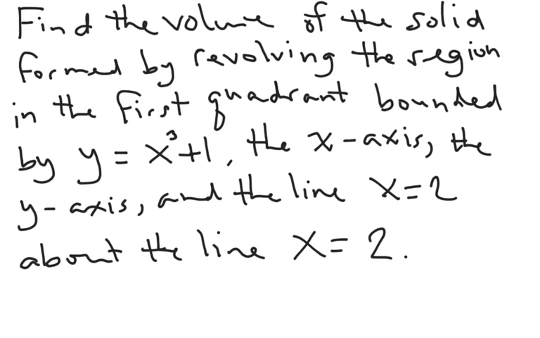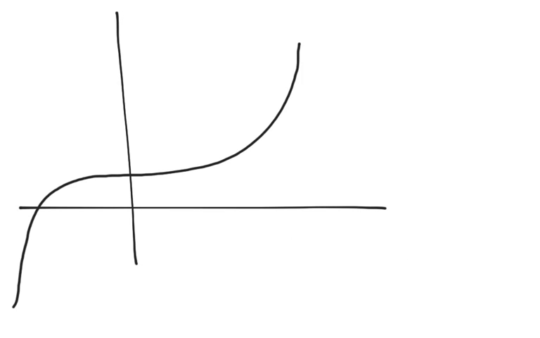As the problem says, find the volume of the solid formed by revolving the region in the first quadrant bounded by y equals x cubed plus 1, the x-axis, the y-axis, and the line x equals 2, about the line x equals 2. So again, please pause the video and go give this a try. Alright, so those of you who hopefully are back from trying it had some success, and if not, let's try to figure out what's going on.